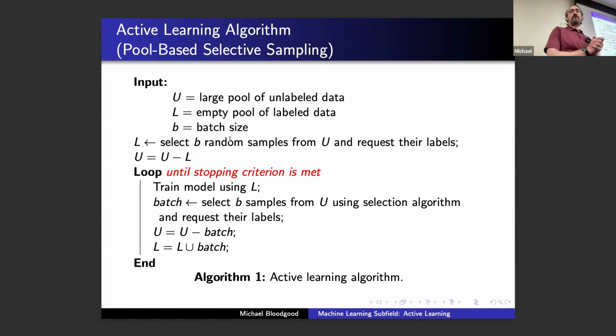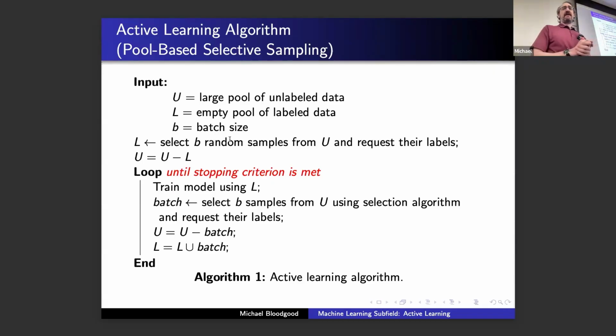Let's call that capital U. We have an empty pool of labeled data. At the beginning, we don't have any labeled data. It's the empty set. Let's call that capital L. We have a parameter that needs to be specified. Let's call that lowercase b. That's the batch size. That's going to control how many samples we want the machine to request labels for at each iteration.